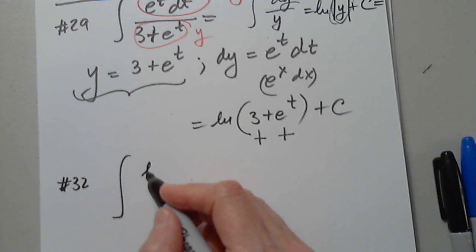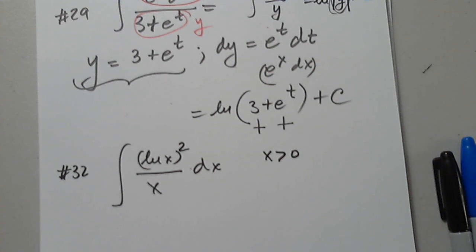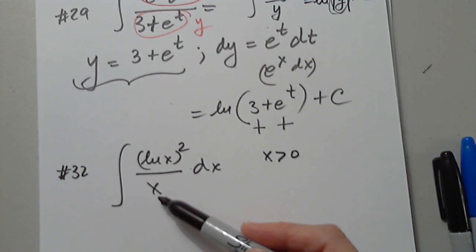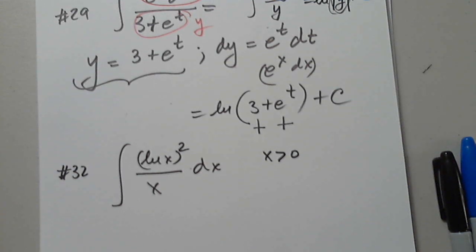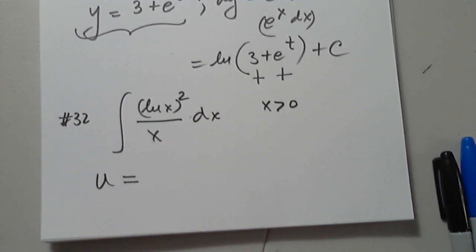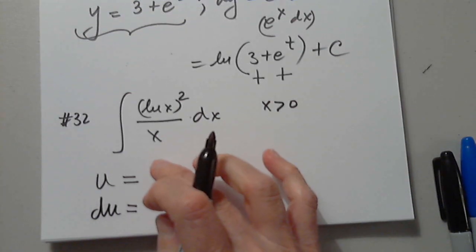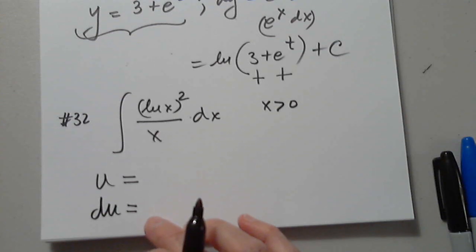32 says the integral of natural log x squared over x dx. Of course, x has to be greater than 0 because log does not exist and the denominator cannot be 0. Perfect. So let's look at this and decide what the substitution should be. Let u be. An indication of what u should be is also to look in the problem and see whatever I choose, do I determine du easily?